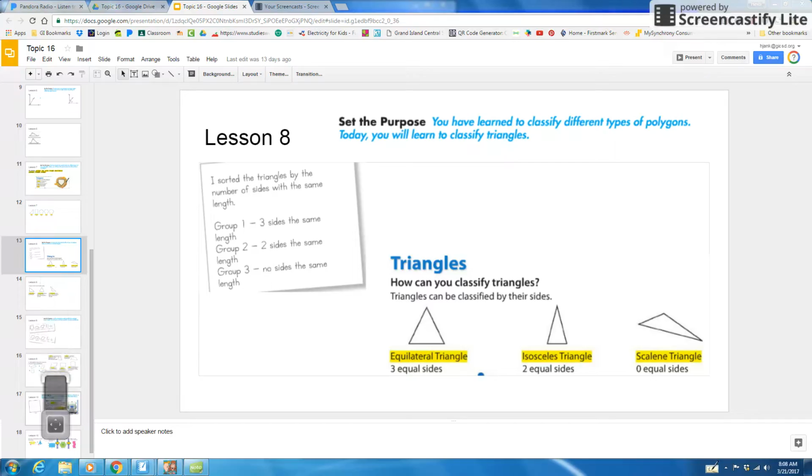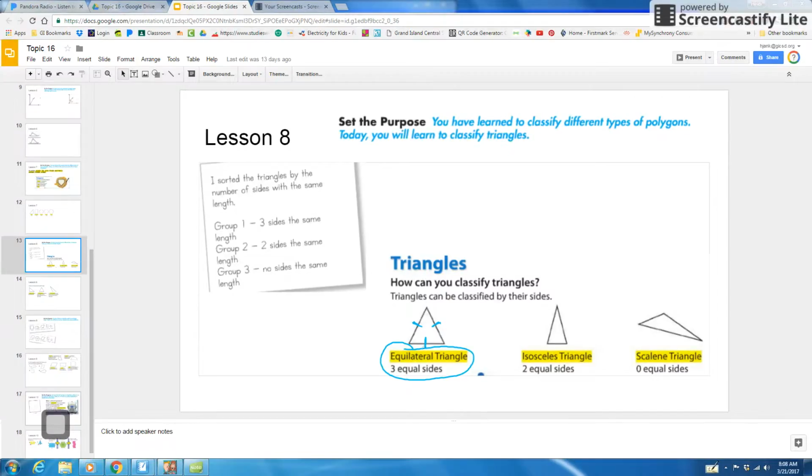So if we look, we can classify these triangles by their all three sides being the same. Our first triangle, if you look here, is an equilateral triangle. That means that this side here, and this side here are all exactly the same length. All sides are equal.